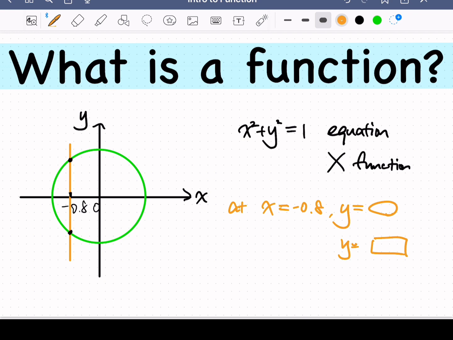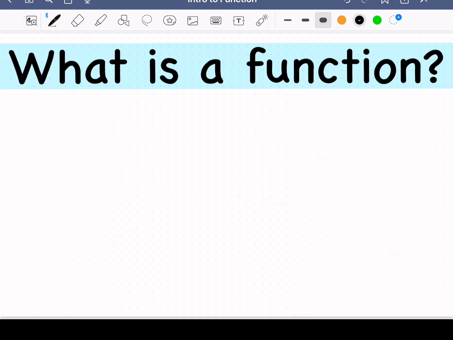Again, going back to the vending machine example, we know that this is not a valid vending machine. This vending machine doesn't work. Sometimes it gives you milk, sometimes it gives you water when you push the same button. So it fails. We say that this graph fails the vertical line test, and thus this is not a function.